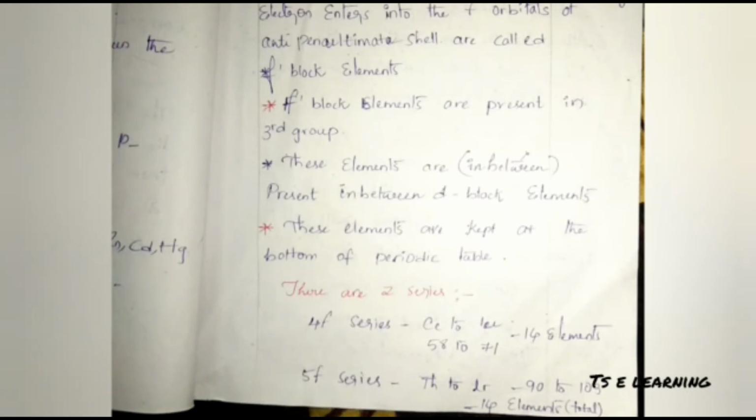Here from Ce to Lu, the electronic configuration is (n-2)f1 to 14 (n-1)d0 or 1 ns2. These elements are heavy metals with high density. They are naturally available in small quantities and are called rare earths. These elements are also called inner transition elements: the 4f series, lanthanoids, and the 5f series, actinoids. Actinoids are radioactive elements. They also form complex compounds and interstitial compounds.